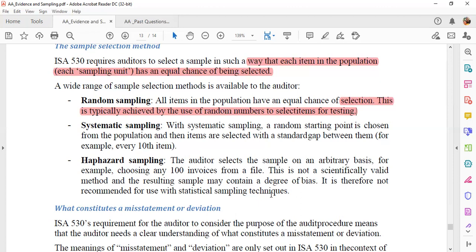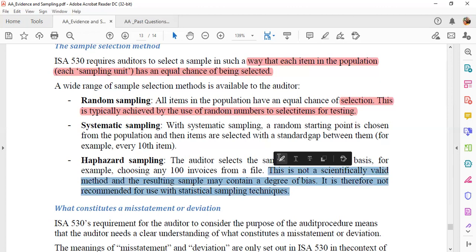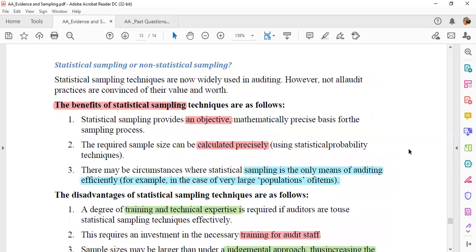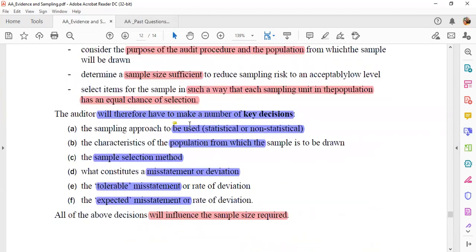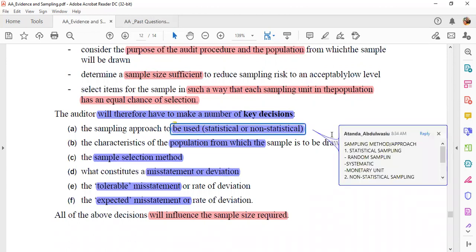It is therefore not recommended to use it with statistical sampling. I told you this earlier, that sampling can be divided into two. Let me take you back a little bit. I noted it down. Look at this note. Sampling can be divided into two: we have statistical sampling, and we also have non-statistical sampling.